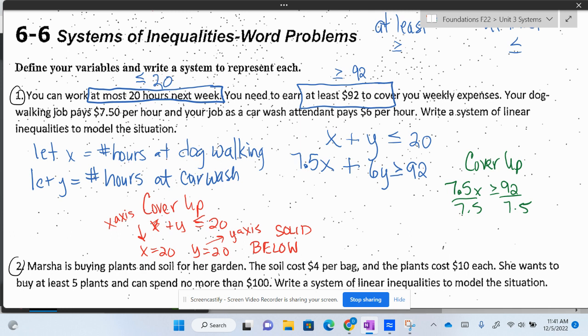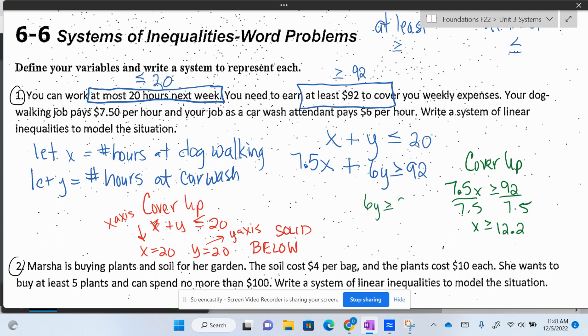Anyone with a calculator? Just give me to the nearest tenth. Say it again. 12.2. Perfect.